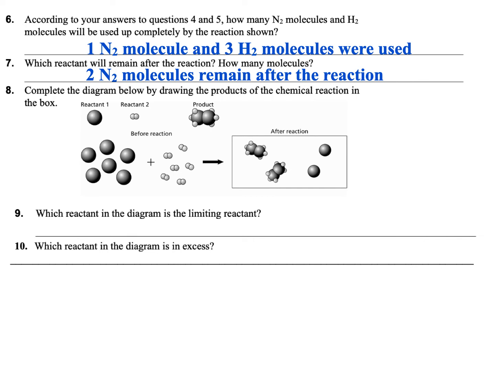So if you look at that and you start crossing them off on the left side, that leaves you 2 left over of reactant 1 atoms. So which reactant in the diagram is the limiting reagent? Reactant 2, the molecule of the smaller atoms, because there are none left on the right side. So which is in excess? Reactant 1, because there are 2 left over on the right side.